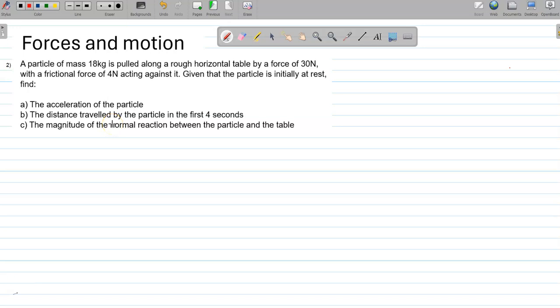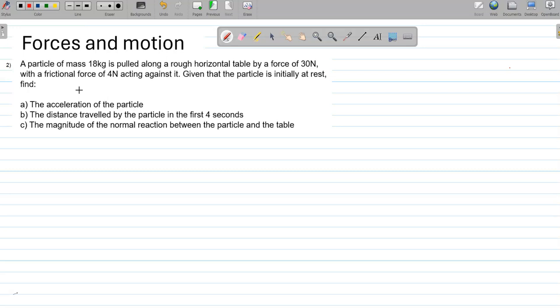Let us examine question 2. A particle of mass 18 kilograms is pulled along a rough horizontal table by a force of 30 newtons with a frictional force of 4 newtons acting against it. Given that the particle is initially at rest, find A.